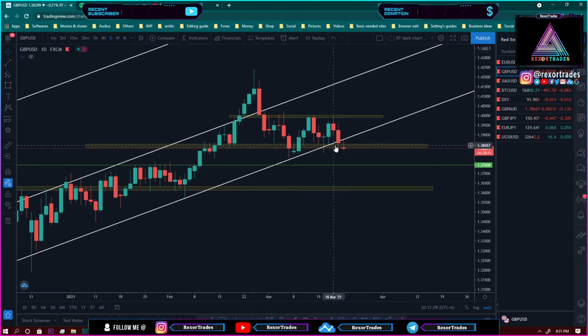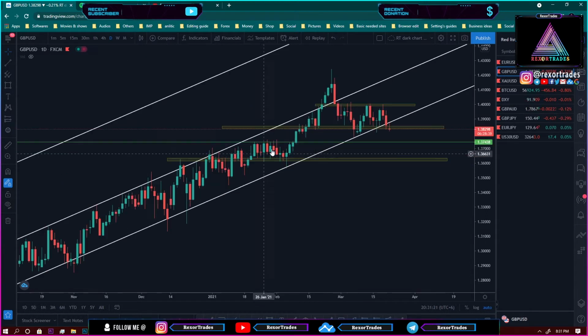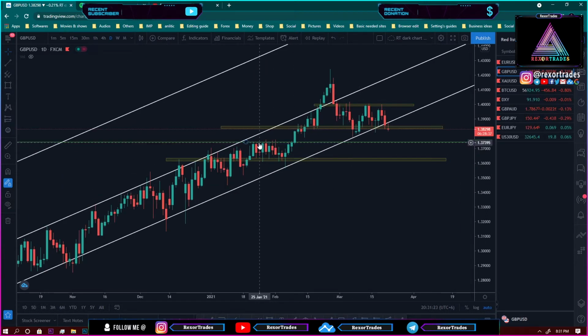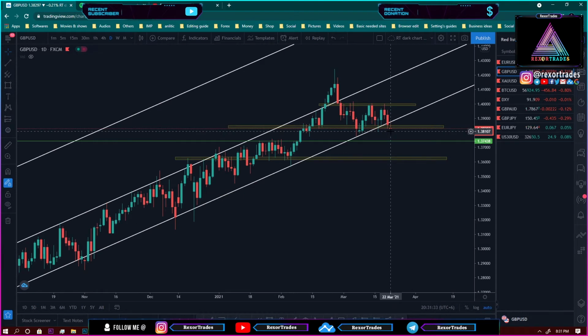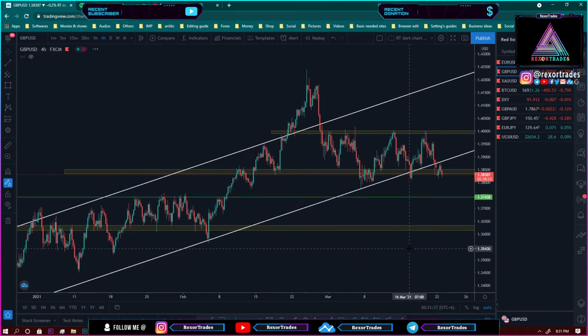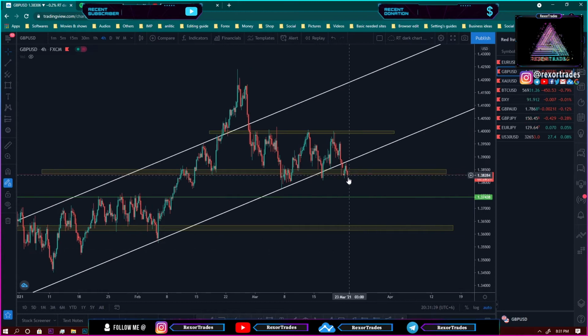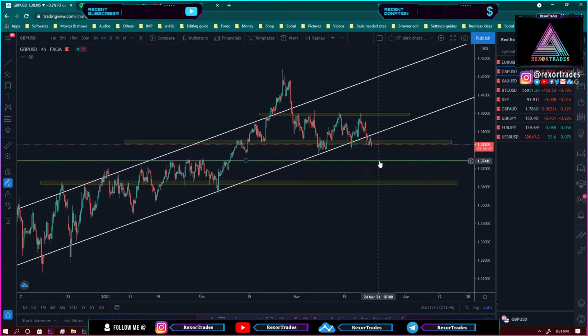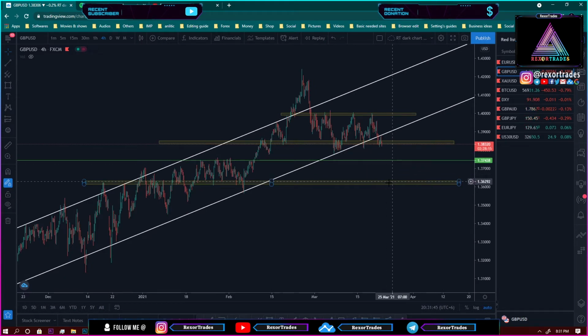So the price is kind of retesting this zone. There are other key strong zones right here, like this is a pretty strong level right here. Then also there's another key zone right here. So if the price does make a breakout, let's go to the 4-hour time frame. So if the price does make a breakout of this zone right here, then the price may continue all the way to this zone right here.